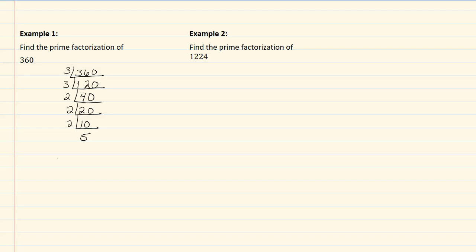So my prime factorization then is going to be 2 to the third power times 3 squared times 5. We write it using exponential notation.